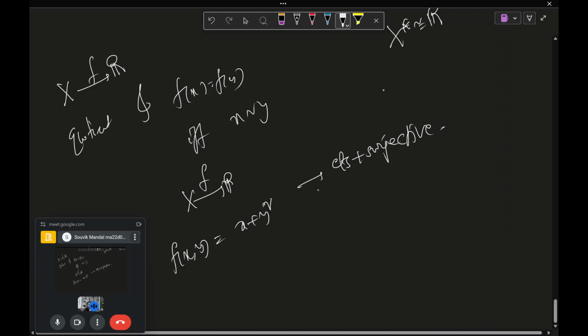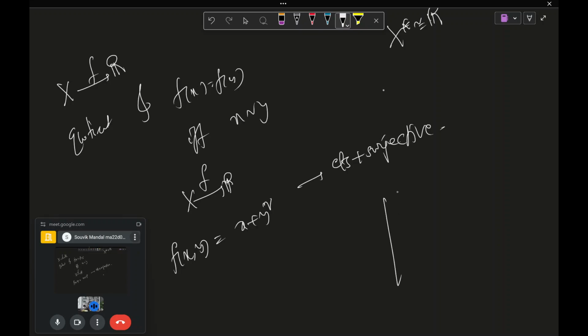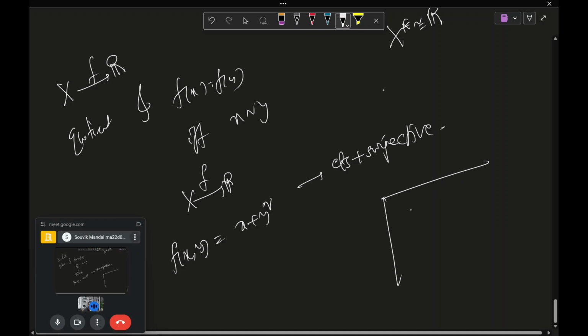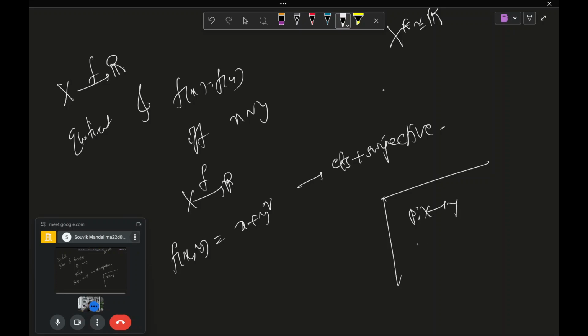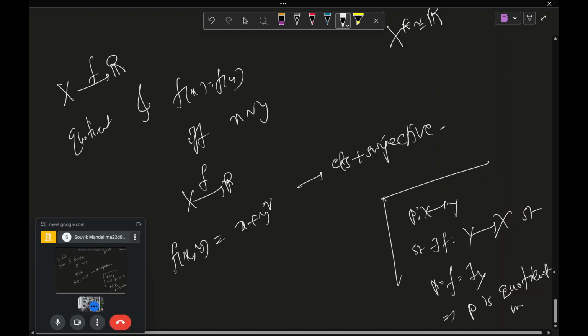In order to check that it is a quotient map, we need to check that it satisfies a certain property. But there is a slight trick. It is not always possible to check directly that a given map is a quotient map. For that, there is a basic technique: suppose you have a map f from X to Y such that there exists a map g in the reverse direction, Y to X, such that f composed with g is the identity of the codomain. Then this tells that f is a quotient map.